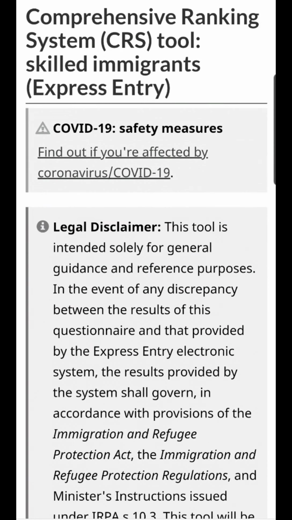This is a video to calculate the CRS score for the Canada Express Entry Pool. I think many of you would like to know about the calculation of the CRS score. This tool is used to calculate your score for the Express Entry Pool.